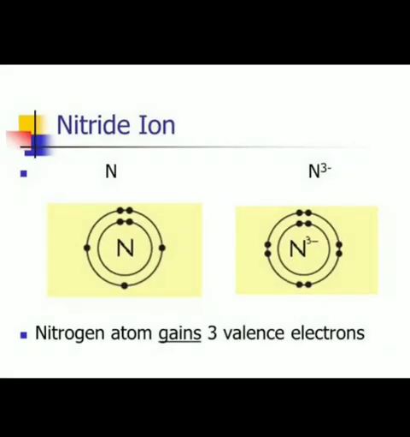Next example, see here, nitrogen. You know that the atomic number of nitrogen is 7, so the electronic configuration is 2, 5. To achieve the stable electronic configuration of the nearest noble gas, it requires 3 more electrons. It gained 3 electrons and formed the nitride ion. After formation of the nitride ion, the electronic configuration is 2, 8, which is that of the nearest noble gas, neon. So what we observe here is that metals lose electrons to achieve the stable electronic configuration, and non-metals accept electrons to achieve the stable electronic configuration.